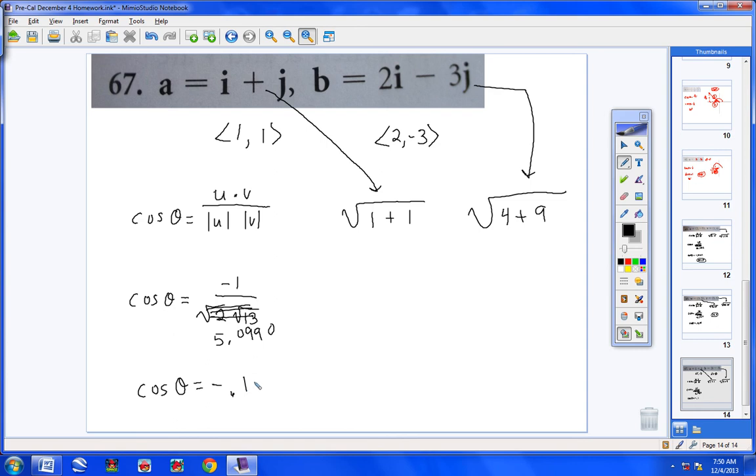Negative 0.1961161351. And we're looking for an angle, so we're going to hit second cosine of that decimal. And I'm getting 101.3099325, so 101.3 degrees is correct. And as I've done these, I've checked the answers as I went along, and all of them are correct. Okay, so there you go.